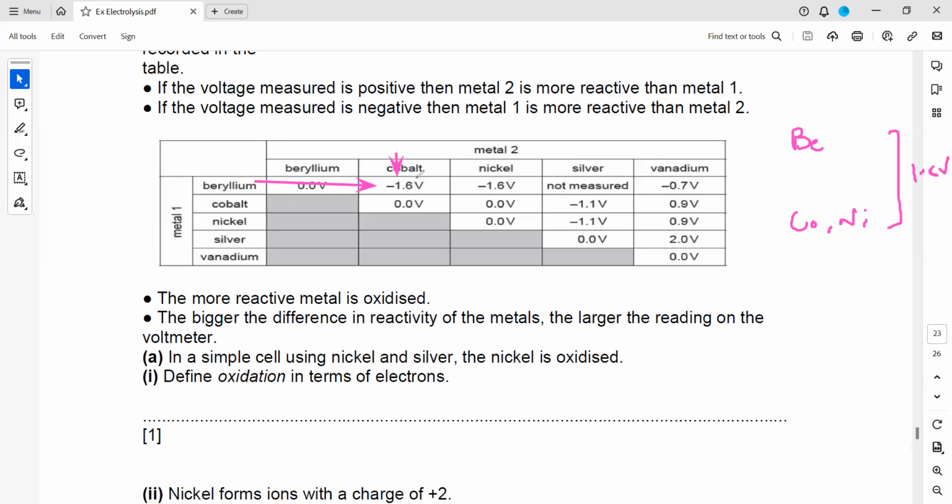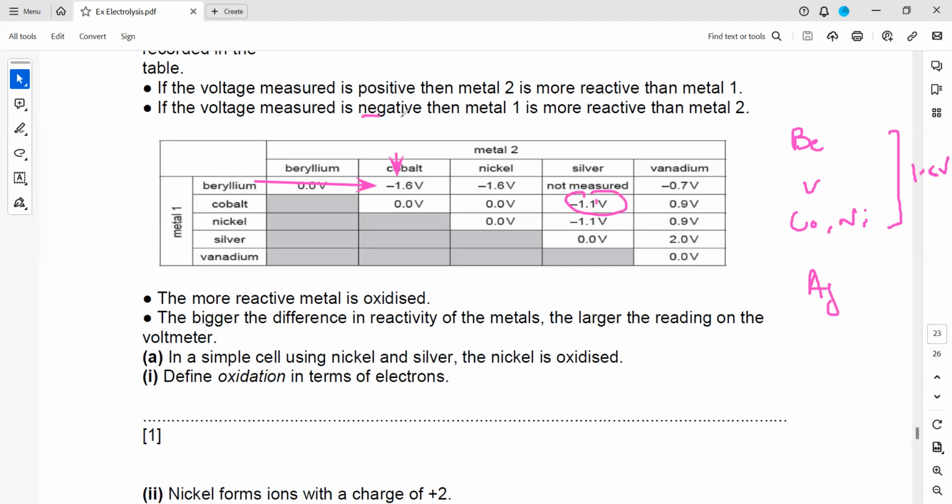Beryllium and silver is not measured. Beryllium and vanadium is measured. Vanadium is only 0.7 and it's negative, so it means vanadium is below beryllium. This gives an idea that beryllium is more reactive than all other metals in this table. Even when you check cobalt and silver, we are getting a negative answer, 1.1. So it means silver is even below cobalt and nickel.